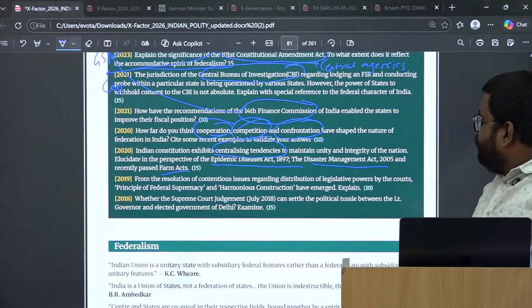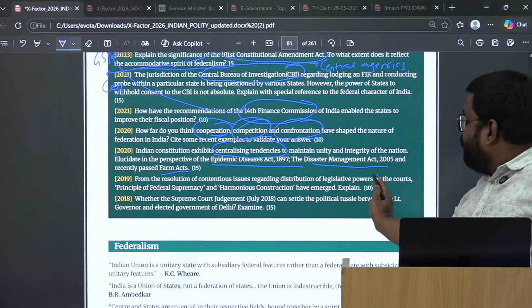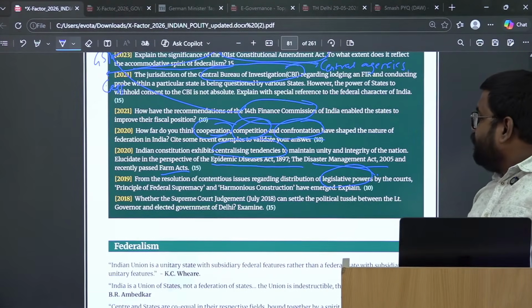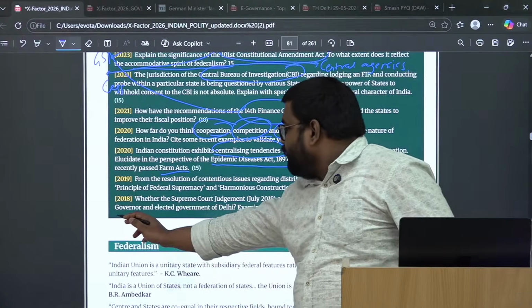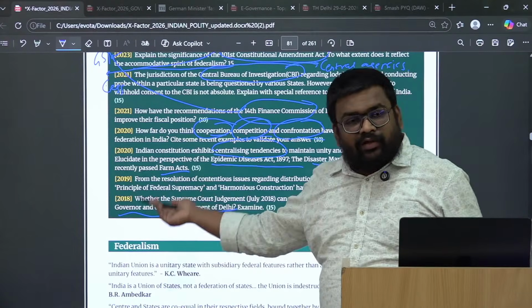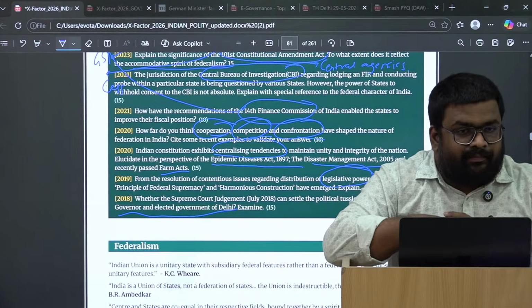Next, the distribution of legislative powers. This we have already discussed. Then this is with respect to governor and elected government of Delhi. Again, union territory related question.